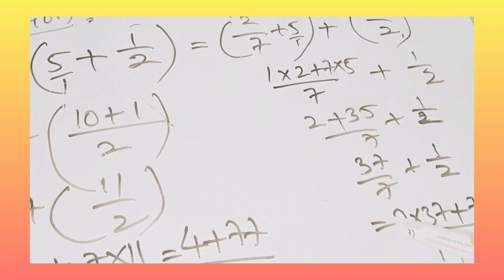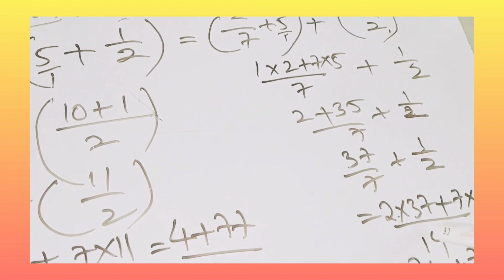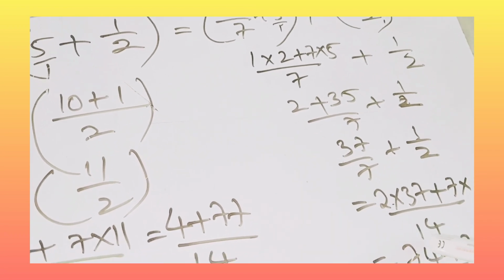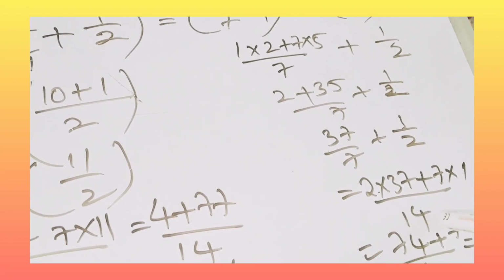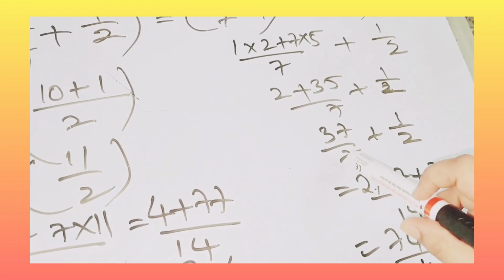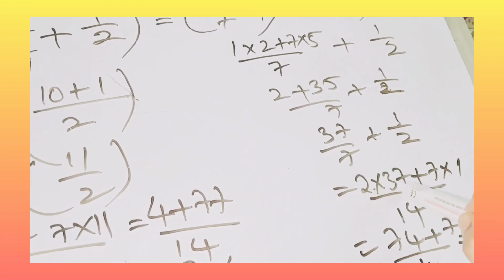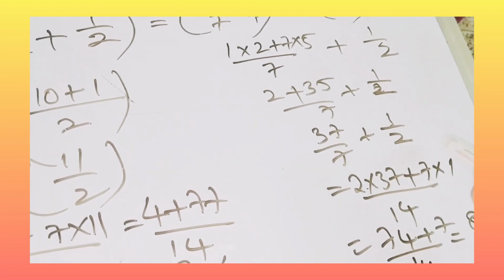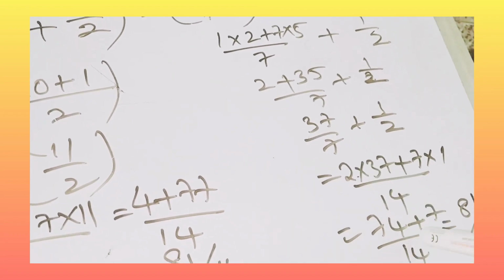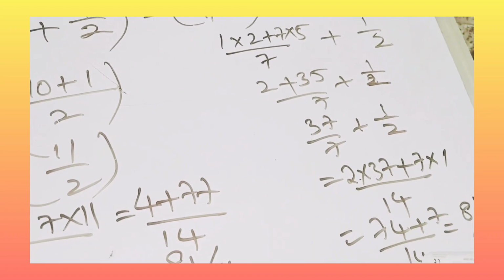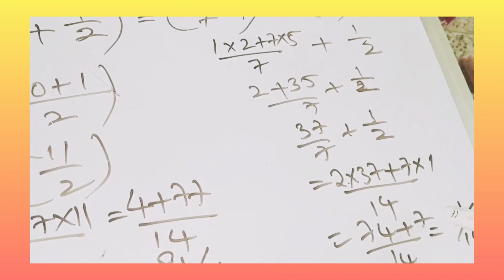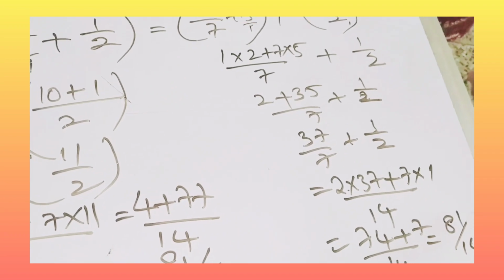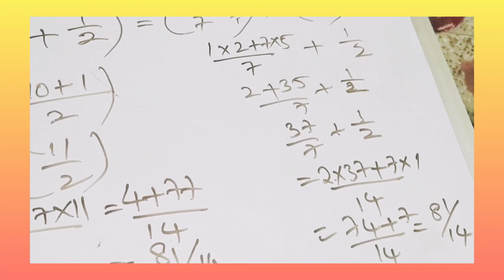Okay, now again you have to take 7 2s are 14, LCM you have to take. Okay, now what you have to do, how many times this 14 goes in 7 table? It goes 2 times, 2 into 37, plus how many times this 14 goes in 2 table? It goes 7 times, 7 into 1, 37 into 2 is 74, plus 7 1s are 7 by 14 is equal to 81. 81 by 14 is the answer.